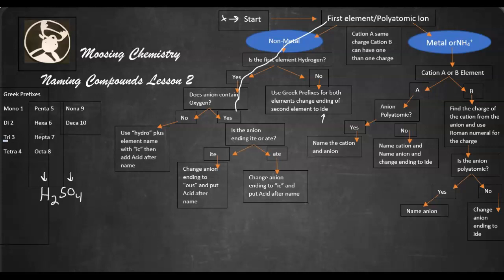Is the anion ending in ITE or ATE? Well, when we look this up, we see that SO4 is sulfate. So the anion is going to end in ATE, and we go this direction here. Change the anion ending to IC, put acid after the name. That means we're not going to even use the hydrogen at all in that name. So we're going to call this sulfuric acid. And that's it.